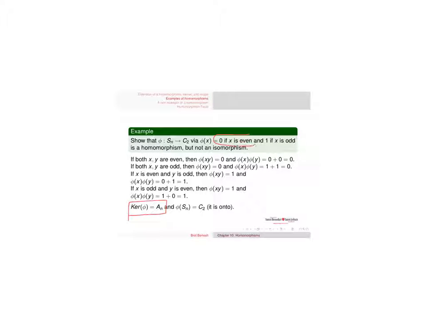The kernel is the alternating group, because for the kernel, you get 0 if it's even and 1 otherwise. So when is x even? Exactly when it's in the alternating group. And the image is C2, because it's onto: phi of the identity is equal to 0, and phi of (1 2) equals 1. I suppose that we are requiring that n is bigger than or equal to 2 here.